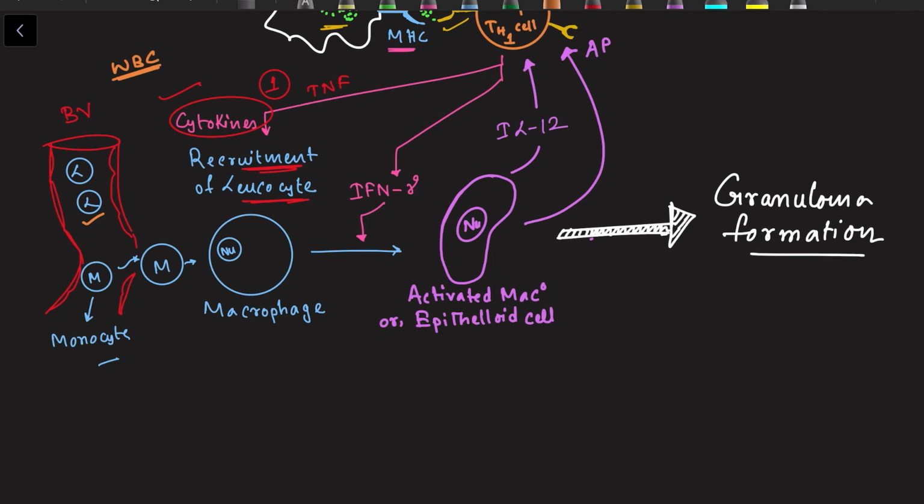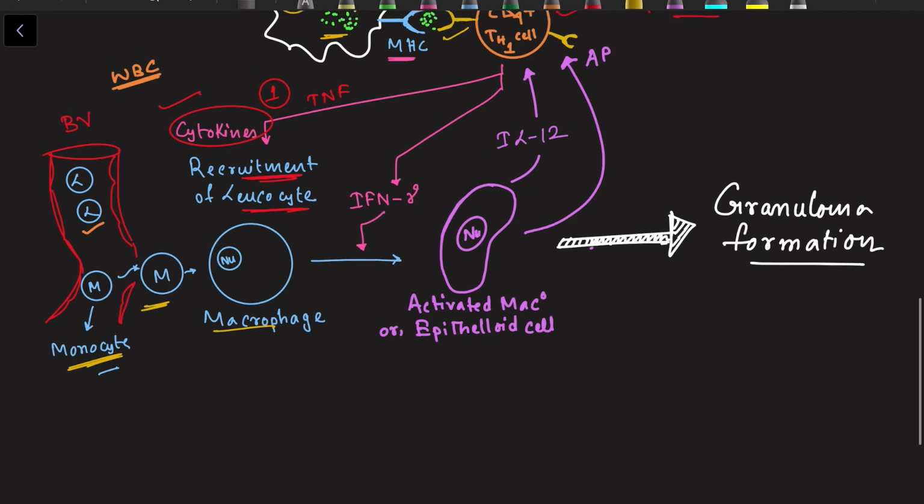Here, in case of granulomatous inflammation, the principal leukocyte is basically a monocyte. Why? Because monocyte is the name of this cell in the periphery, but when it enters the tissue, we call it a macrophage. So the recruitment of the leukocyte takes place. The macrophage enters from the blood circulation into the tissue.